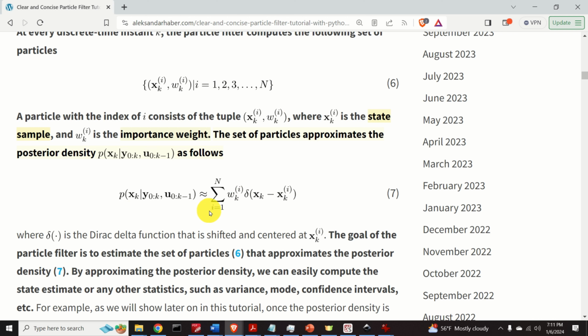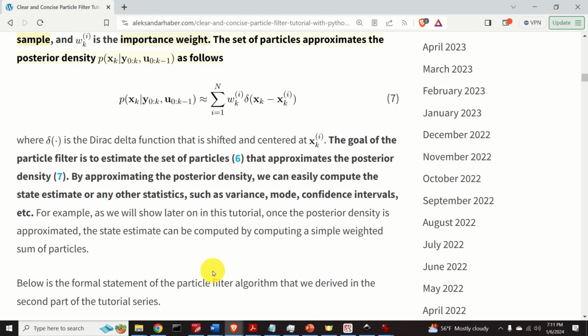By approximating the posterior density, we can easily compute the state estimate or any other statistics such as variance, mode, confidence intervals, etc. For example, as we will show later on in this tutorial, once the posterior density is approximated, the state estimate can be computed by computing a simple weighted sum of particles.